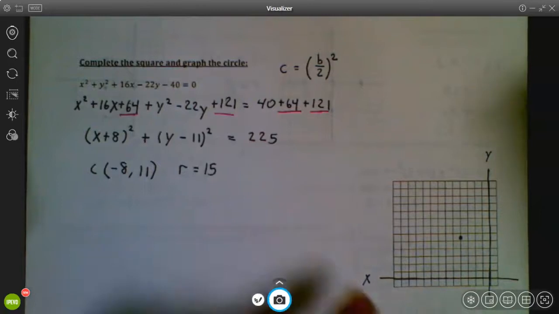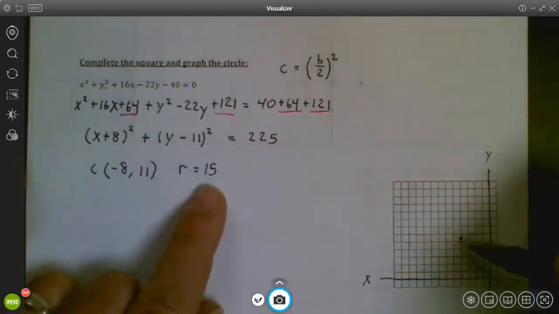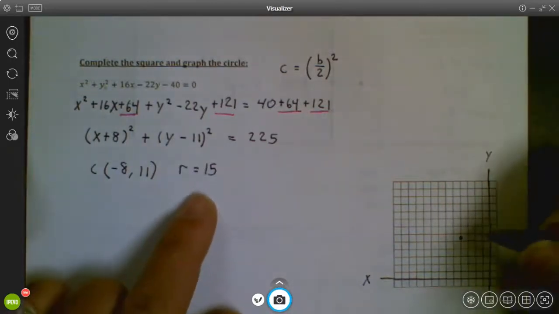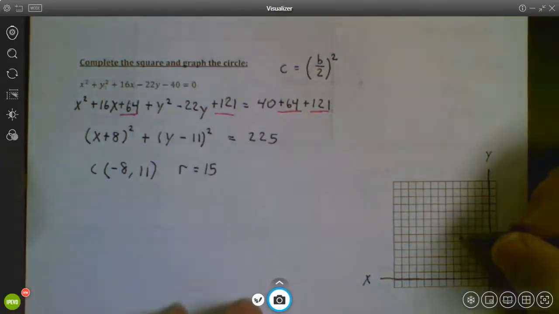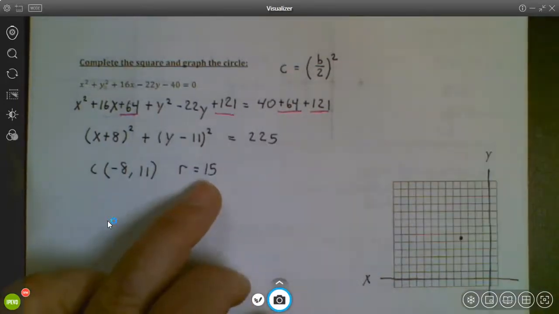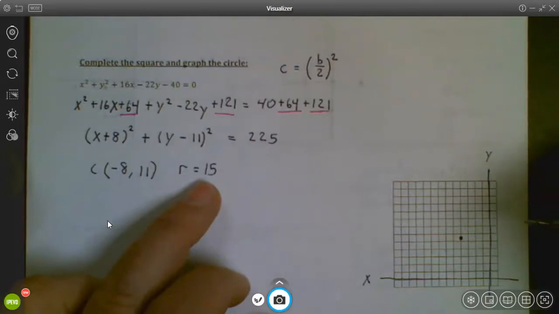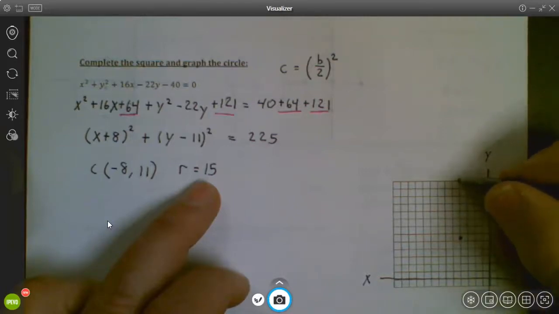And with a radius of 15, then we've got to branch out 15 units from here in every direction. This is still going to put me off the grid, but that's okay. We're just going to ballpark this as best as we can here. So 15, so I'm going to go up 15 units. Remember, if I cut this in half because I'm counting by 2s, that means I need to go 7.5 units up, right? 7.5 in every direction. So there's my half. 1, 2, 3, 4, 5, 6, 7. So that would be 15 units up.